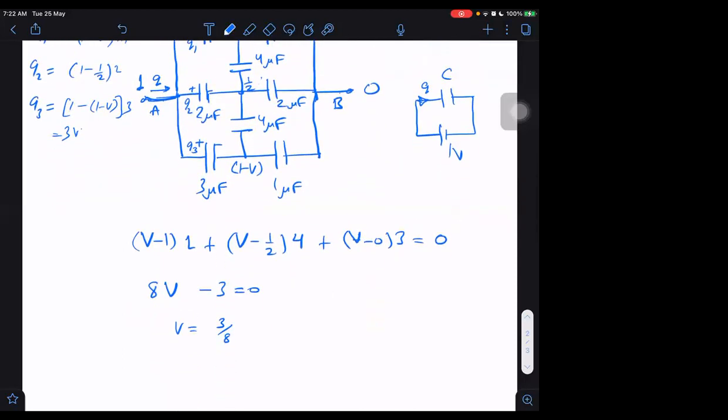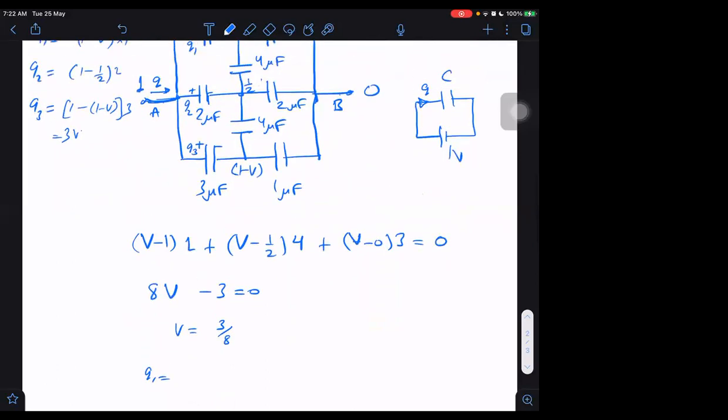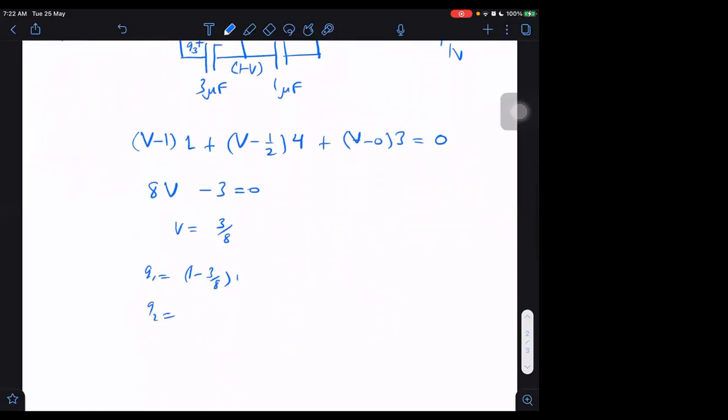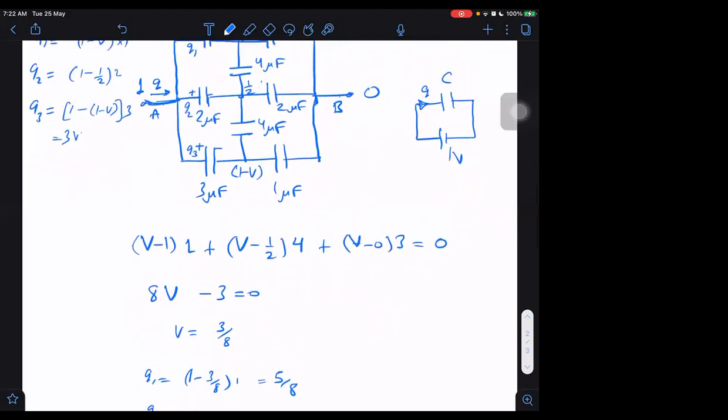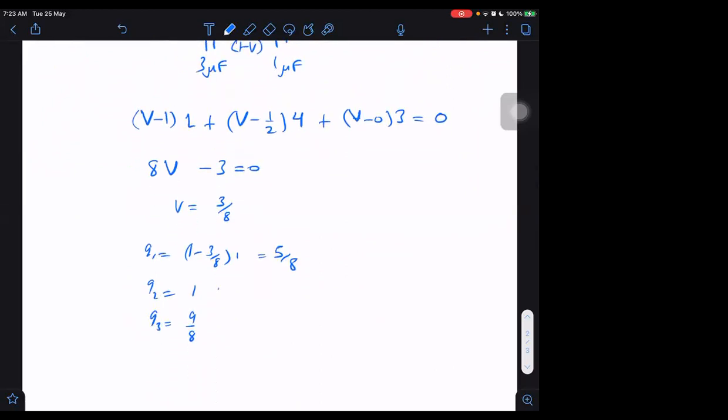Charges are Q1 is 1 minus V, 1 minus V means 1 minus 3 by 8, that is 5 by 8, into 1. And Q2 is equal to 1 by 2 into 2, that is coming out to be 1 only. Q3 is equal to 3V, 3V means 9 by 8. Okay. Done. These are the charges.